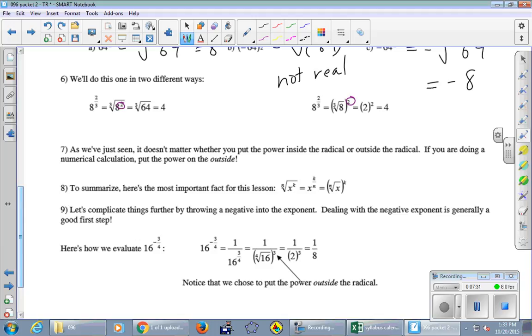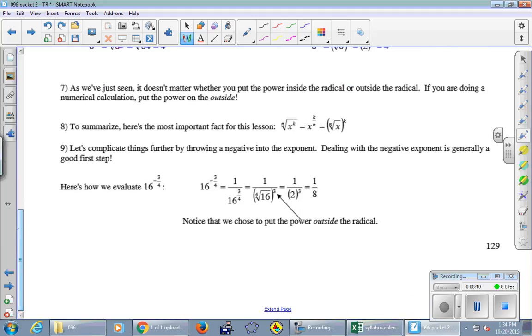In this case, the numbers are small enough that it hardly matters. But in some cases, the numbers are going to be bigger, and you're going to want to pick the one that's easier. Do you see which one ended up with smaller numbers? First way or second way? Second way had smaller numbers. Not that 64 is intimidating in the first problem, but we didn't have anything nearly that big in the next problem. And so in number 7, as we've just seen, it doesn't matter whether you put the power inside the radical or outside if you are doing a numerical calculation. Keeping in mind that on the next quest, you will not have a calculator in your hand, you want to put that power on the outside every time. You'll have an opportunity to practice that in the activity next time.